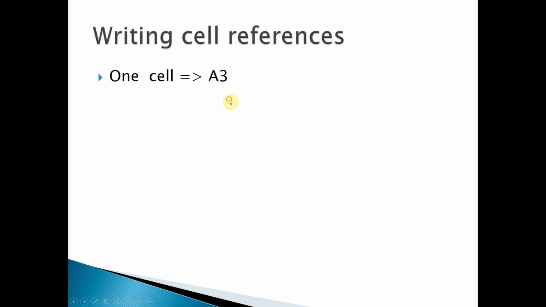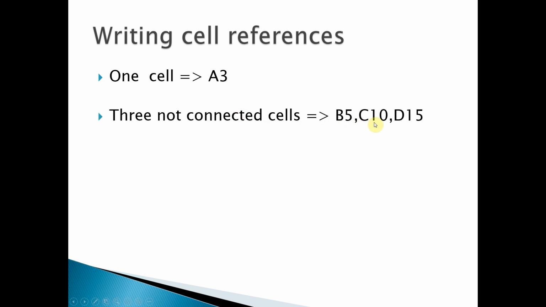If I write B5, C10, D15, I mean 3 individual cells. The whole trick is to separate them with a comma. So now I mean cells B5, C10, and D15. There are 3 independent cells. It's like I have used the Control key to select these 3 cells.